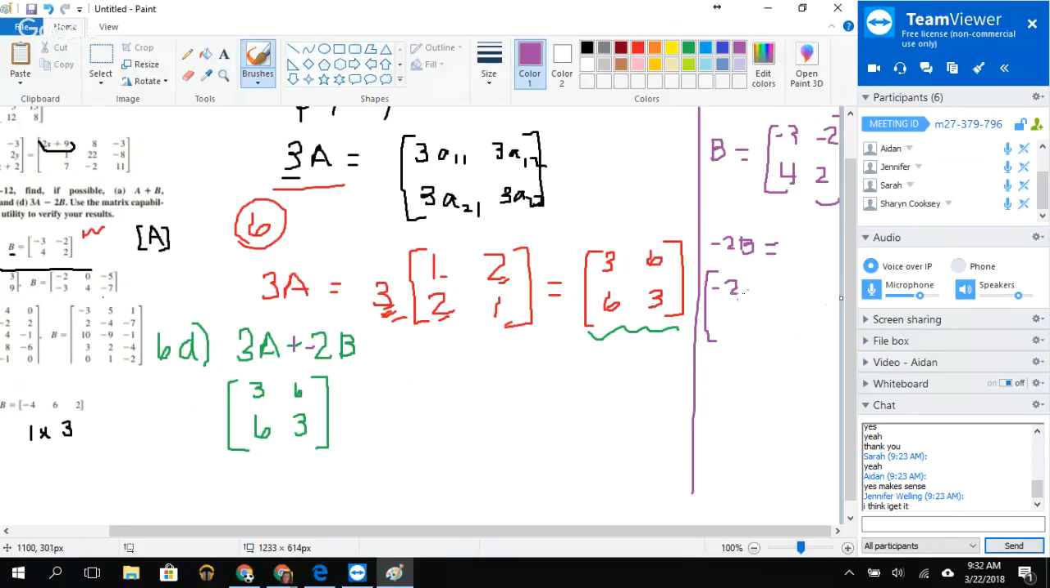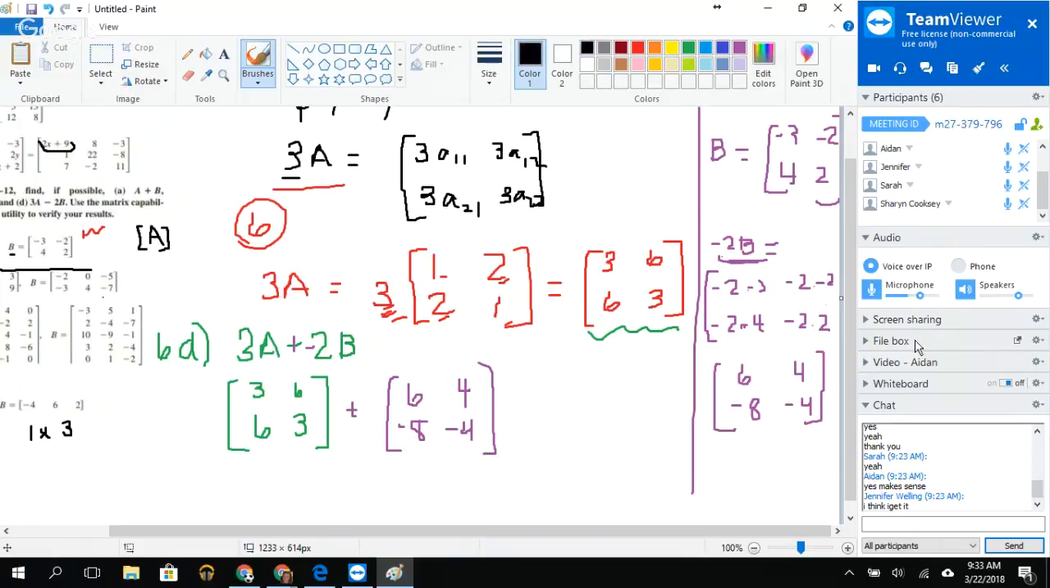So it'll be negative 2 times negative 3, which is positive 6. Negative 2 times negative 2, which is positive 4. Negative 2 times 4, which is negative 8, and these negatives and dots are looking the same. And negative 2 times positive 2, which is negative 4. So this is negative 2B that I just evaluated. Now I'm going to put it back into my original matrix equation that I'm solving and get 6, 4, negative 8, negative 4.